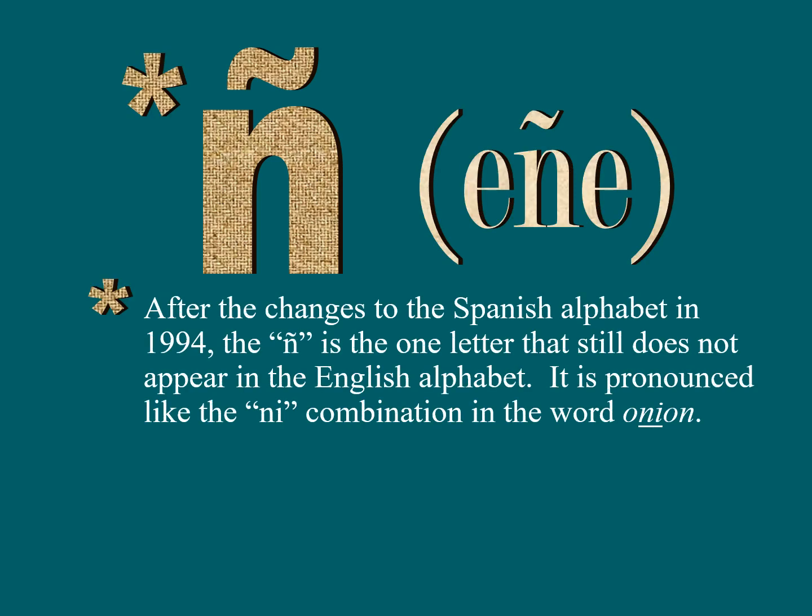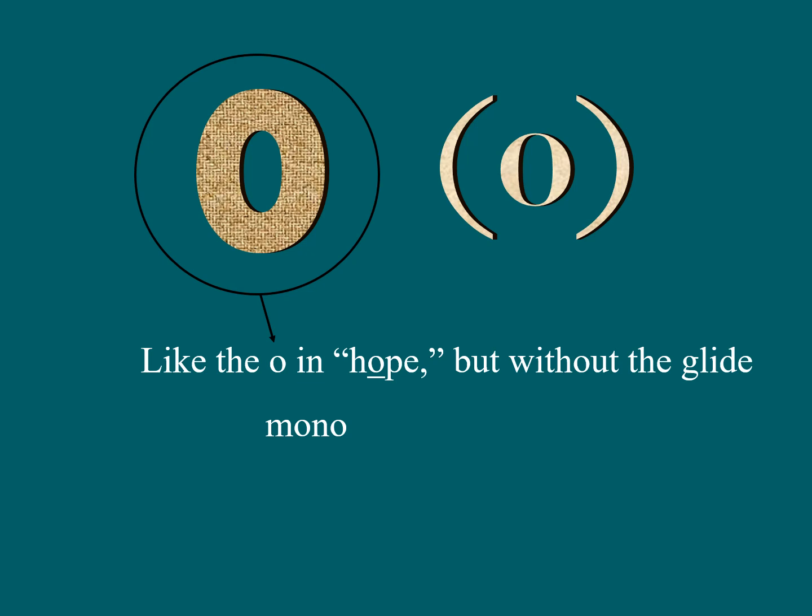The ñ is the one letter that still does not appear in the English alphabet. It is pronounced like the NI combination in the word onion, niño, mañana, año, baño. O, like in hope, but without the glide. Mono, perro, yo.